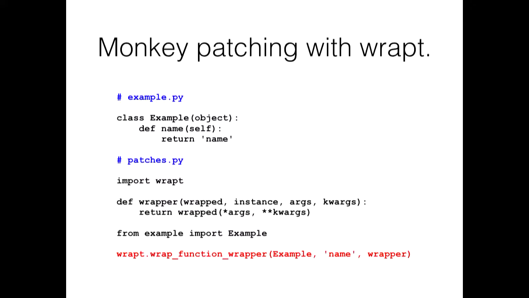So monkey patching with wrapt, how would you use it? We have a module up there with our code in it. We want to monkey patch. We have a wrapper function which we're going to apply to that. And it's just a simple matter of importing wrapt, and we're going to get wrap_function_wrapper. We're going to give it the actual class that we want to monkey patch, the name of the method, and here is our wrapper. And it's going to apply it for you.